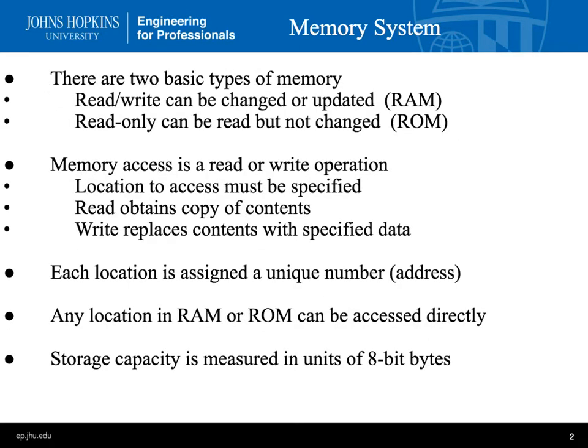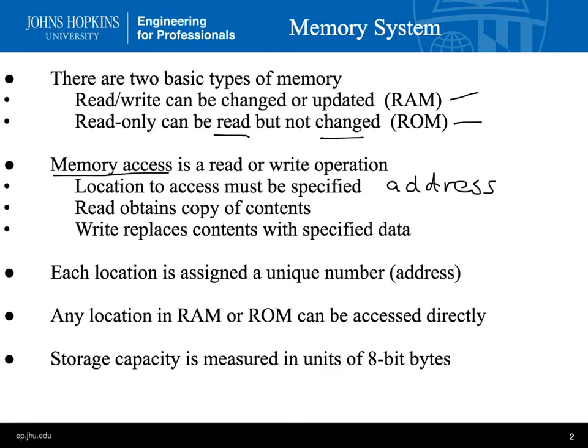So memory can be RAM, random access memory, or ROM, read-only memory. ROM can be read but not changed, and RAM can be changed and updated. So when we access memory, it's a read or a write. And if we're accessing memory, it's given an address. So where we're going to get that from the memory is going to be in the form of an address.